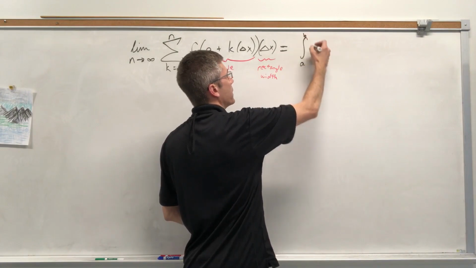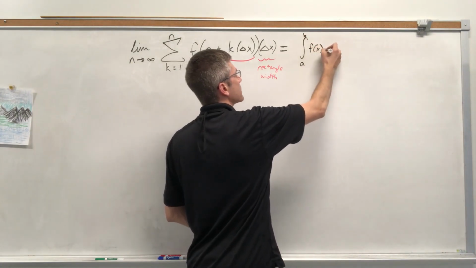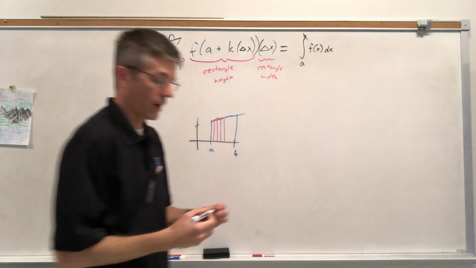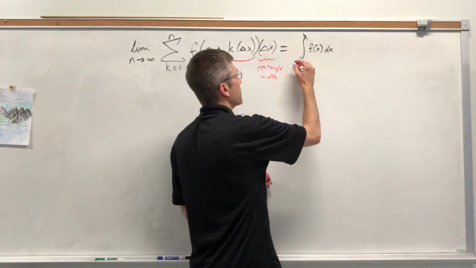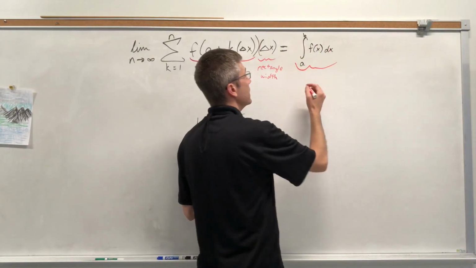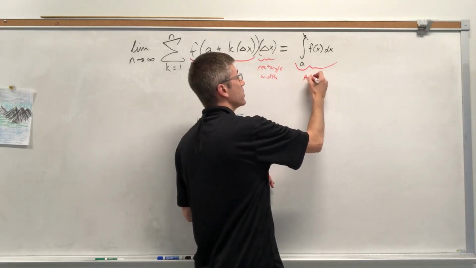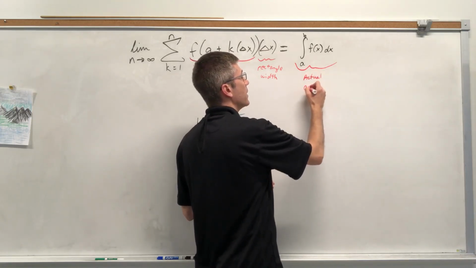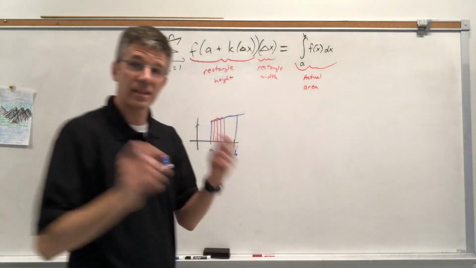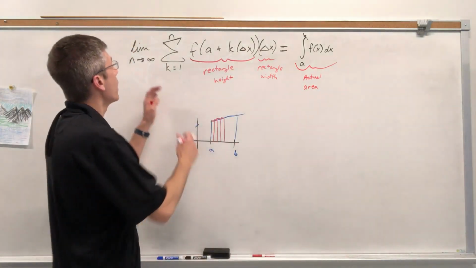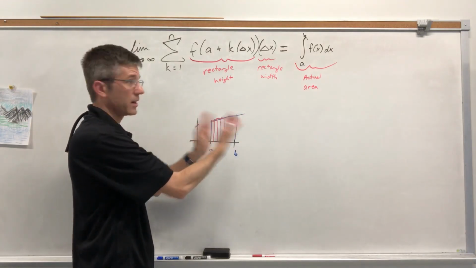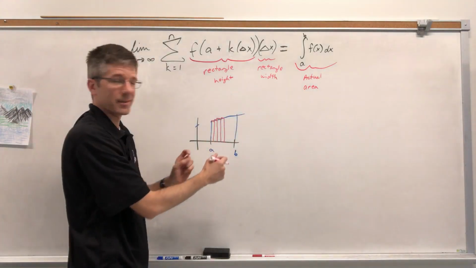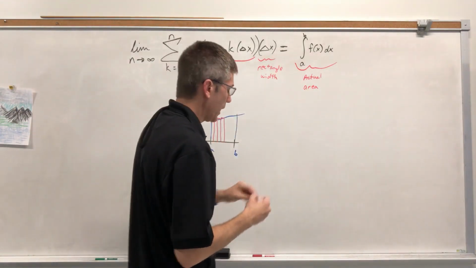The integral from A to B of f of x dx. Okay, whoa, what is all that? Do not panic about what all that is. This, my friends, is the actual area. That is the actual area. So the sum of an infinite number of rectangles squeezed in this area, squeezed in this width, would give us the actual area.